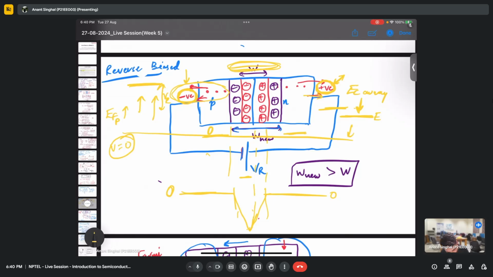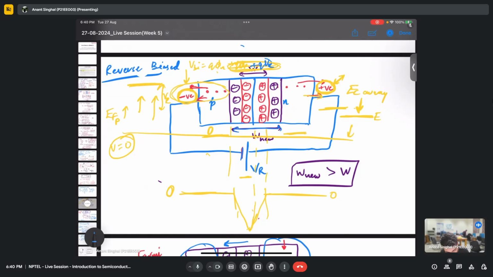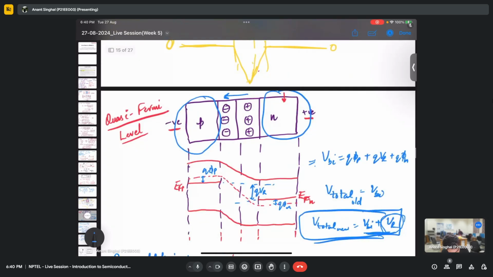Maybe you can write that the VBI at this side will be, as we were writing earlier, Q phi n plus Q phi p. But now we have an additional potential that is plus QVR. So to compensate this, one Fermi level will go up and one Fermi level will go down. And how it goes, I have already explained: the more negative the potential, the more it will go up, and the more positive the potential, the more it will go down. And that is the case we have in the band diagram also.